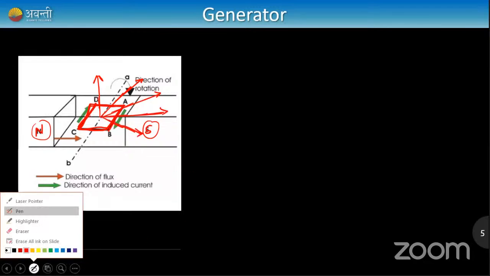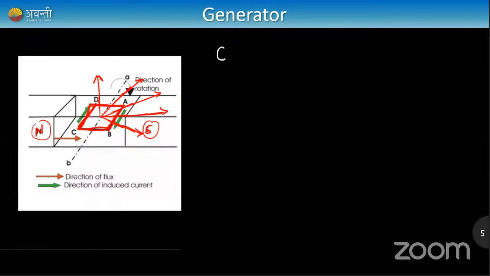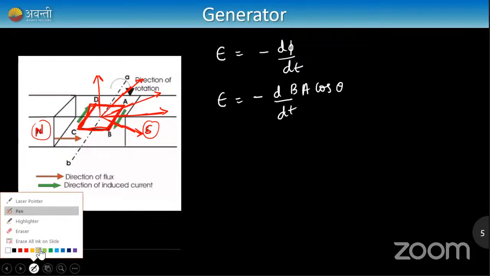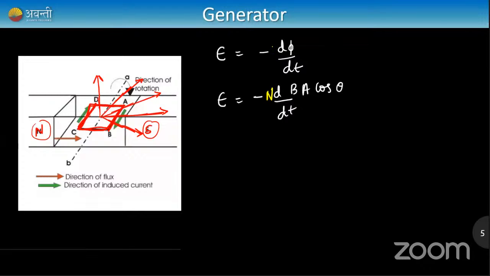Let me use Michael Faraday's formula, which we saw in the first chapter: EMF induced is equal to minus d phi by dt. The magnetic flux is BA cos theta. Since there are n number of turns in the coil, I can put n here. So EMF induced is equal to minus n d(BA cos theta) by dt, differentiating with respect to time. Notice that the magnetic field is not changing and the area of the loop is not changing, only the angle is changing.